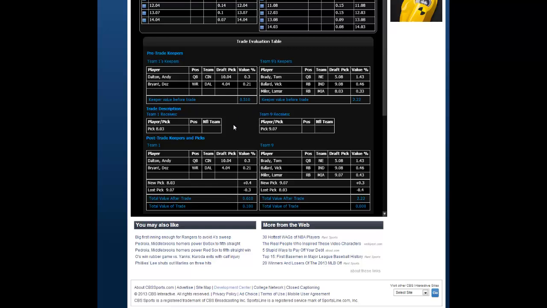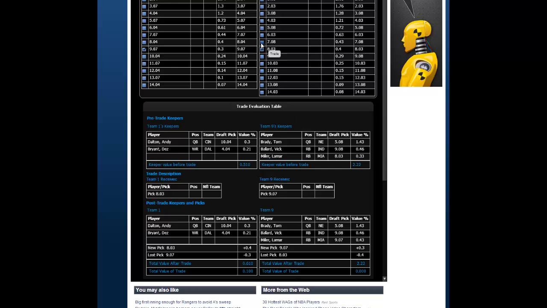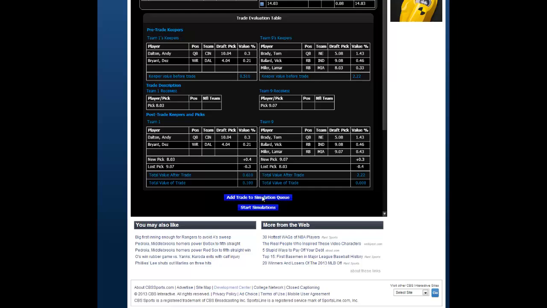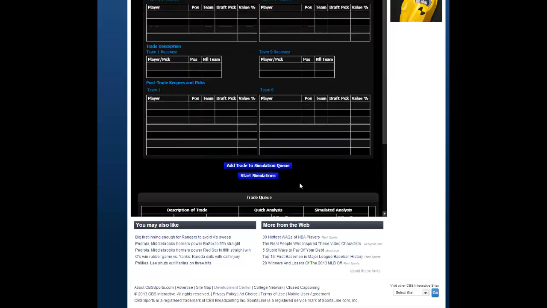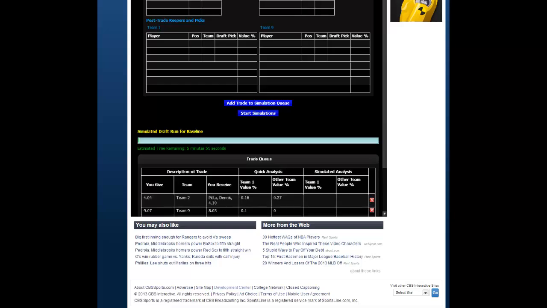And as we can see, the table shows up. He's got an increase in value because he's able to keep both of these players. And I have an increase in value because I've moved up a whole round. Now, if I wanted to get greedy, I could try to move up to the 7th round. But this trade helps us both. So I'm going to add this to the queue. And now I'm just going to click Start Simulations. And it's going to simulate the draft again and see how it helps us.